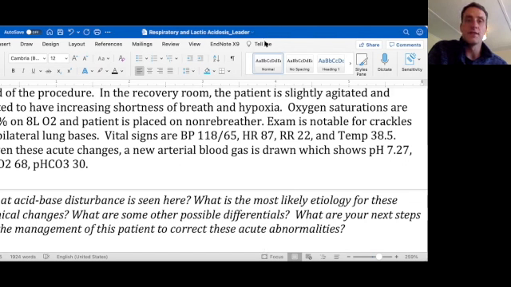Excellent. Of course, in the PACU, we're thinking about other causes as well, residual anesthetic effect, opioid overdose that could lead to respiratory depression and respiratory acidosis as well.